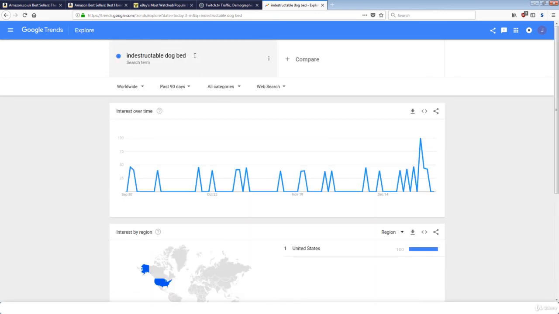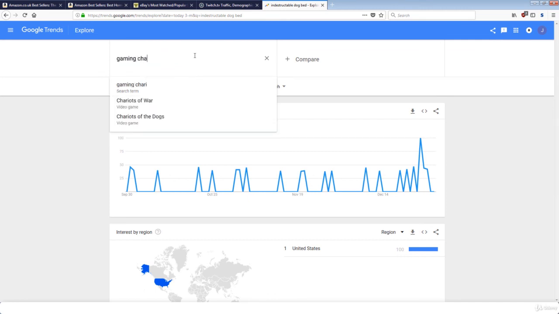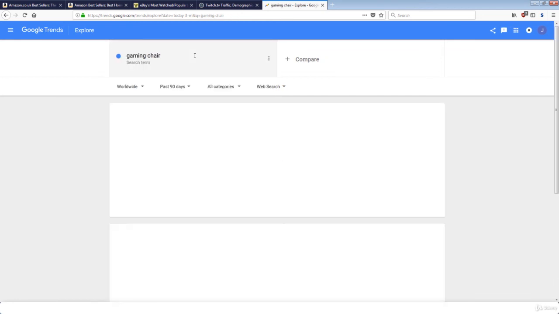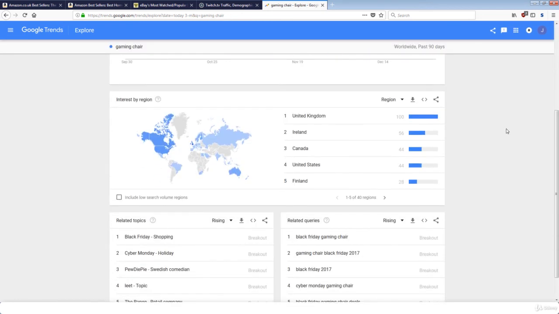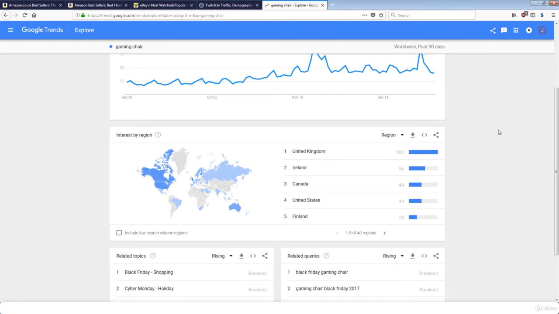So let's go back and do another search term. Let's go back to gaming chairs. When we looked at the 12 months for gaming chairs, what we saw was that Ireland was at the top. But now that we're looking at just the past 90 days, we can see that there is more interest from the United Kingdom. In fact, they're showing a lot of interest in gaming chairs because they have even overtaken Ireland as far as interest is concerned. Okay, well, I hope this lecture has been helpful in helping you to decide what to sell.